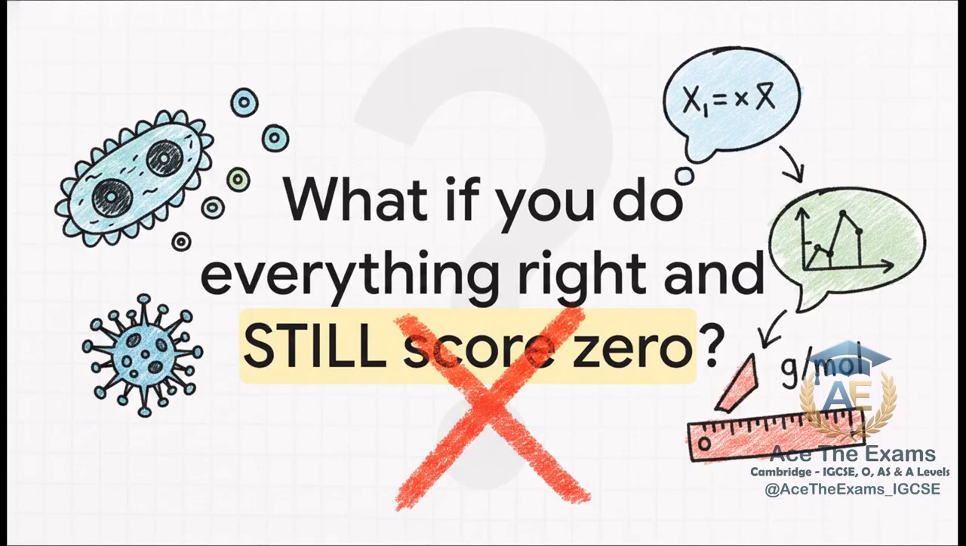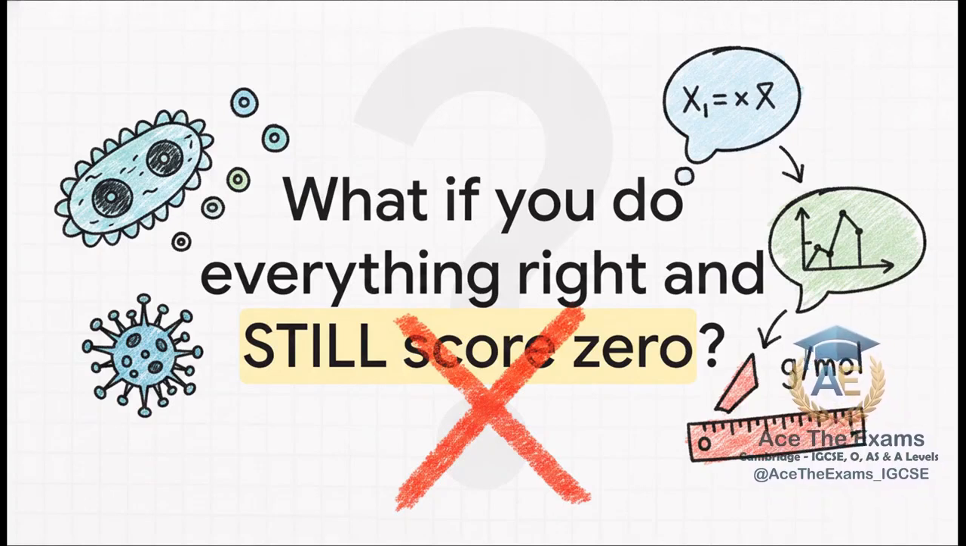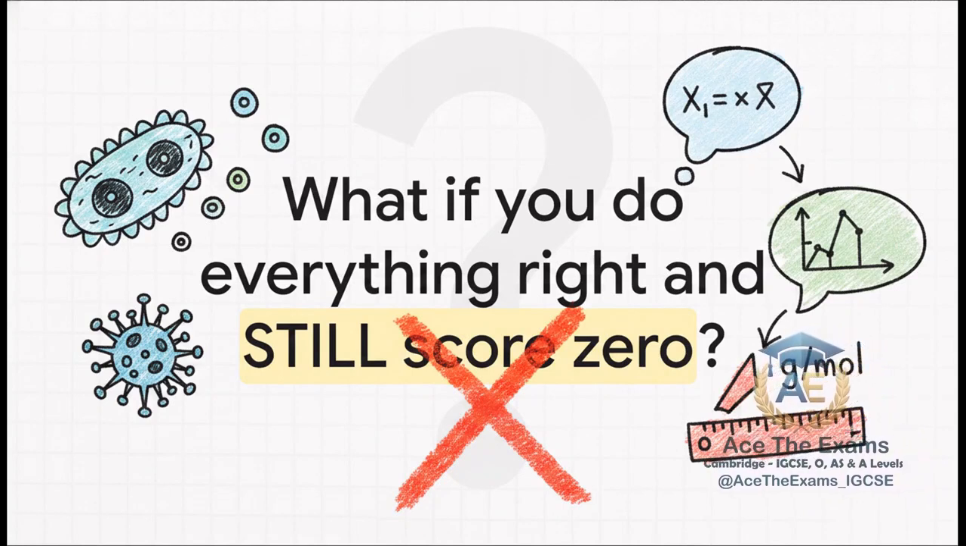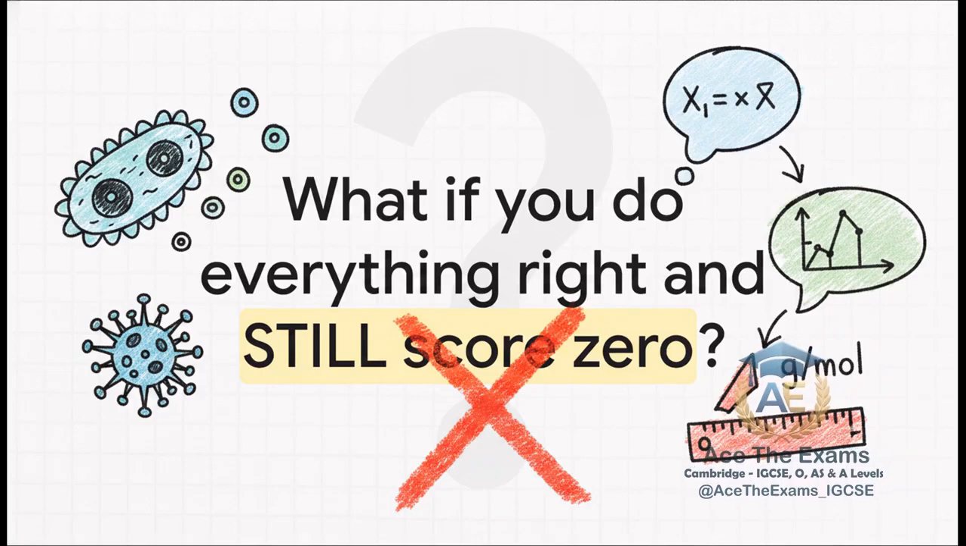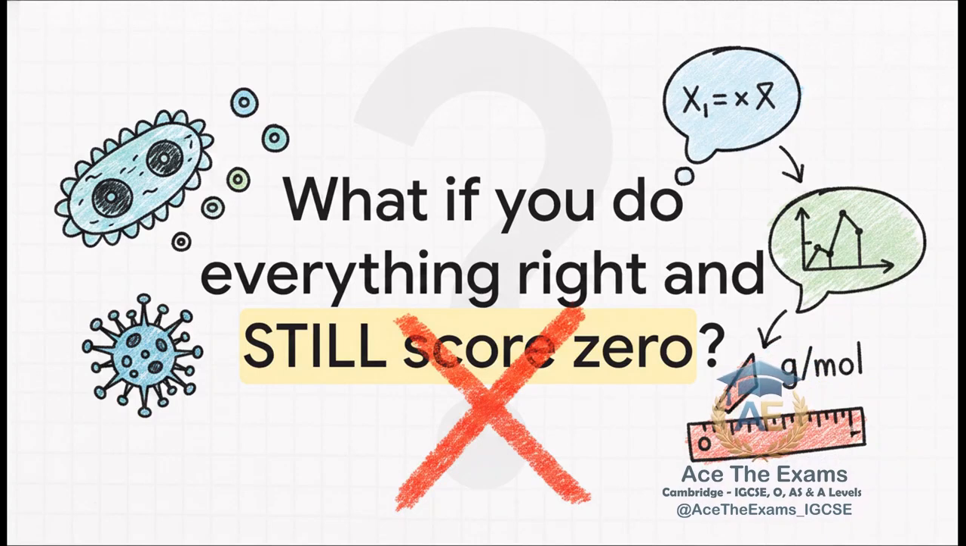But guys, here is the ultimate trap. What if you do all of that? What if you know exactly how penicillin targets the cell wall and ignores viruses? What if you show you're working perfectly, you evaluate the data flawlessly, you double-check your units, and you still score a 0? How is that even possible?